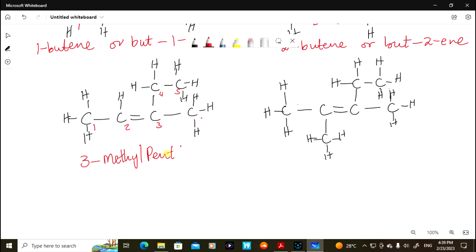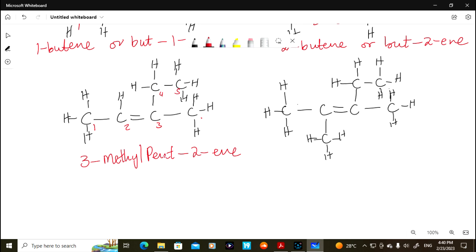3-methylpent-2-ene, right? Okay, so this is our name now. This is the name that we get: 3-methylpent-2-ene, because we have a methyl on carbon number 3, and we have a double bond on carbon number 2, and we have 5 carbons on the longest chain. So that is our name.